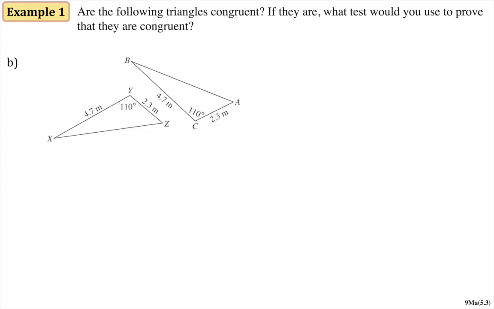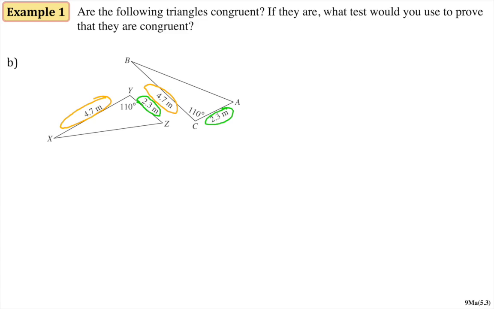Let's go to the second example, or part B of the first example. Are the following triangles congruent? Are they identical? If they are, what test would you use? Well, let's double check. I've got a 4.7 metre side and I have a 4.7 metre side. I have a 2.3 metre side. I have a 2.3 metre side.